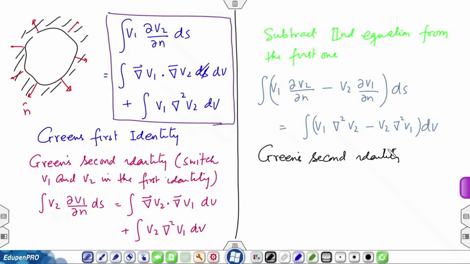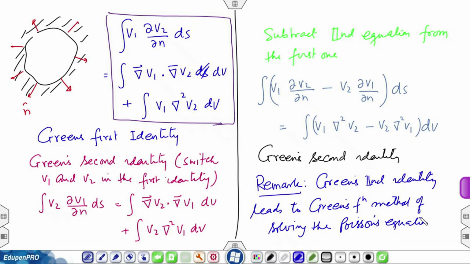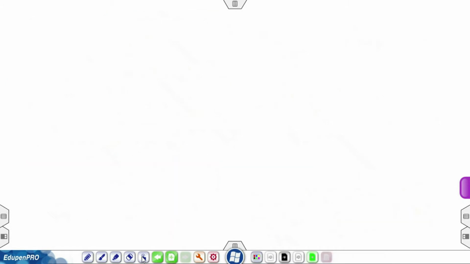This is useful. So, let me remark here, Green's second identity leads to the Green's function method of solving Poisson's equation. But we are not doing that right now. I want to use it for something else. So, let us go to the next slide.